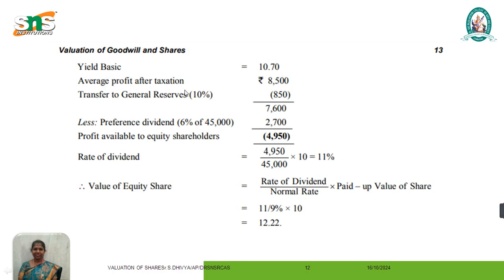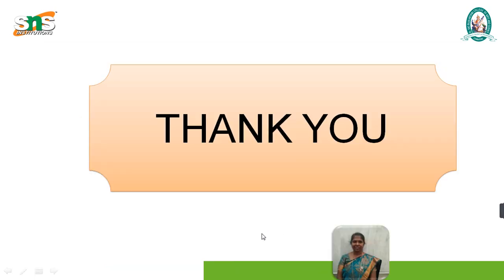Average profit after tax is 8,500. Transfer to general reserve is 850. Less preference dividend, 6% of 45,000, is 2,700. Profit available to equity shareholders is 4,950. The rate of dividend is 4,950 divided by 45,000 into 100, which is 11%. The value of the equity share is rate of dividend divided by the normal rate into paid up value of share. That is 12.22.